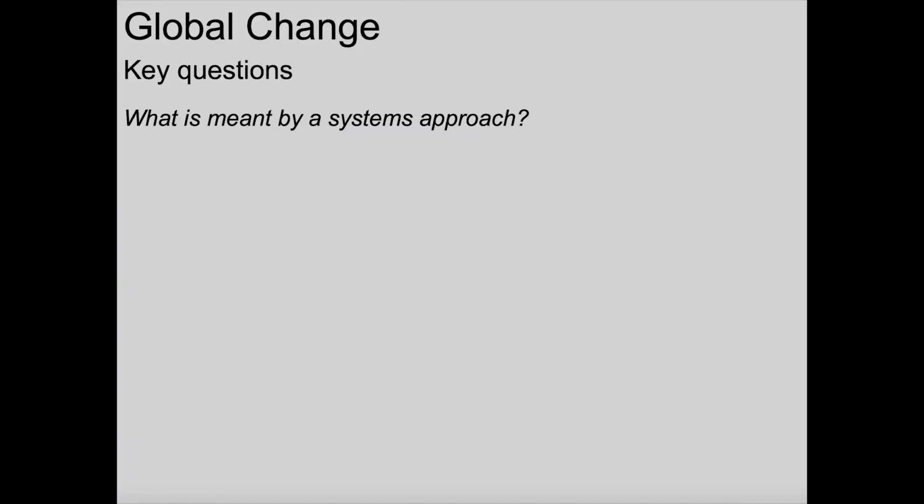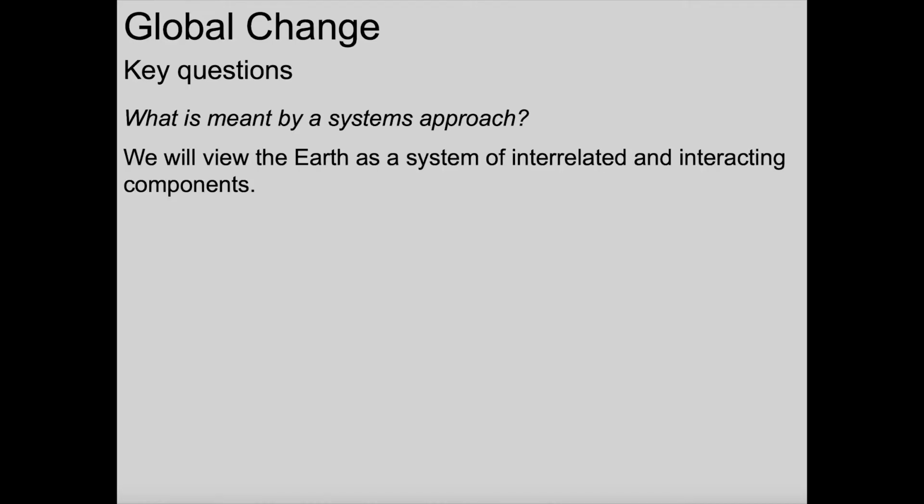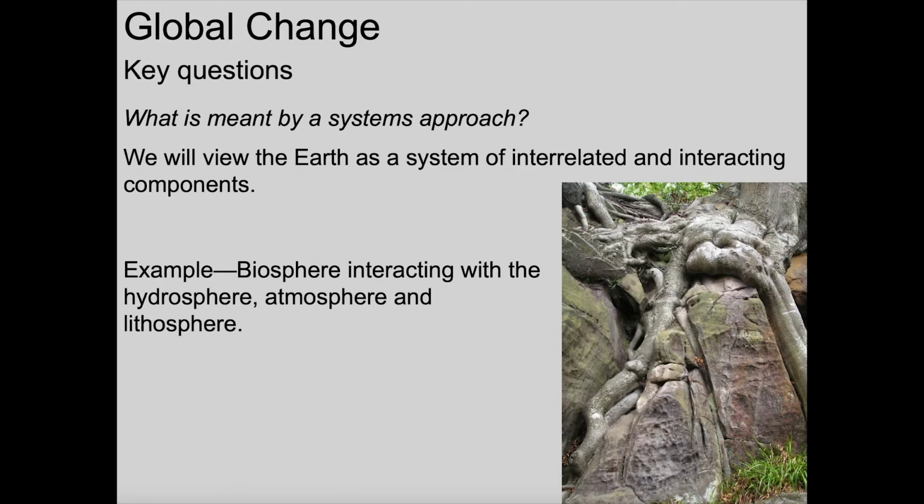Key questions for global change: what is meant by a systems approach? We'll view the Earth as a system of interrelated and interacting components. An example here is the biosphere interacting with the hydrosphere, atmosphere, and lithosphere.